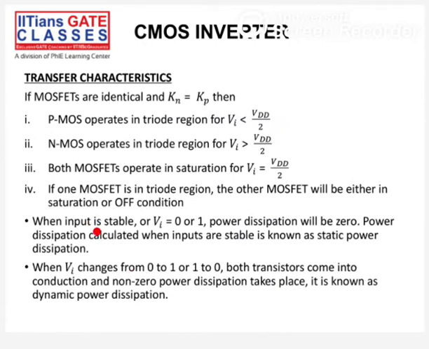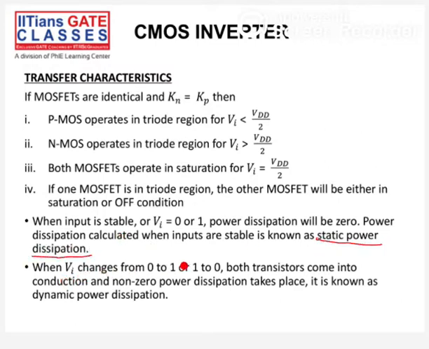Here we can see that when input is stable, at 0 or 1, power dissipation will be 0 because there is no current. If current is completely 0, then there is no power dissipation. Power dissipation calculated when inputs are stable is known as static power dissipation. If our inputs are stable and there is any power dissipation, that power is called static power dissipation.